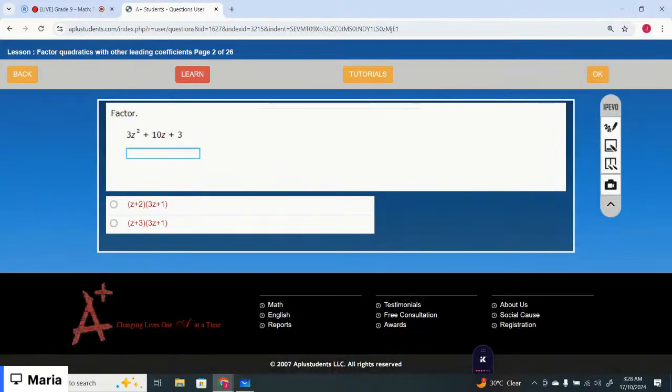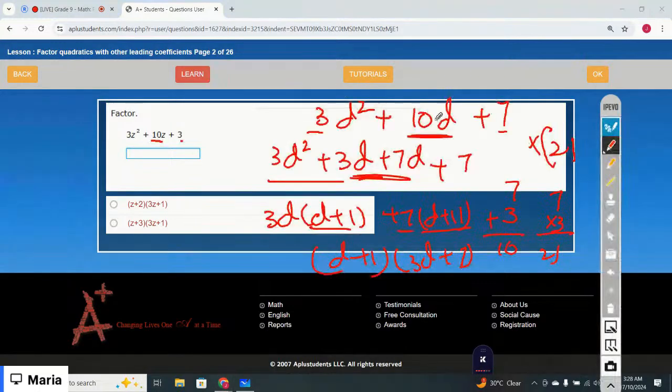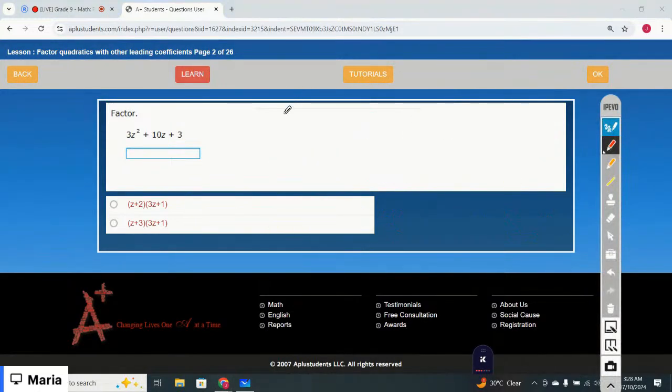Okay, 3z square plus 10z plus 3. Okay, now you have to factor them. How do you make their factors? That would be 3z square plus 10z plus 3. You need to multiply these two coefficients of z square and 3. 3 times 3 makes 9 and 10. You need to find two numbers that when added makes 10 and that when multiplied makes 9. So what are the numbers? Quick, quick.